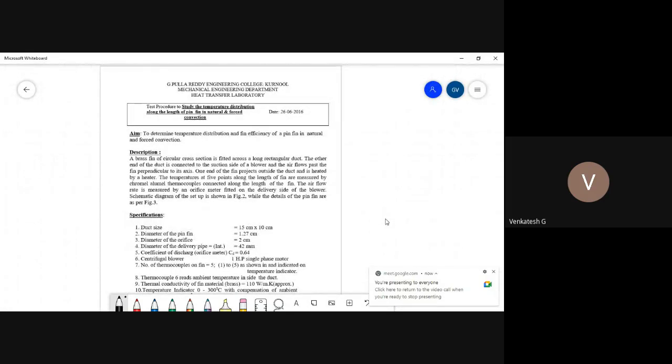So here we are going to see how to calculate the heat transfer coefficient in natural convection as well as in forced convection. Coming to the specifications, the duct size is 15 by 10 centimeters. The pin fin diameter is 1.27 centimeters. Diameter of orifice is 2 centimeters. Diameter of the delivery pipe is 42 mm, and the coefficient of discharge is 0.64.